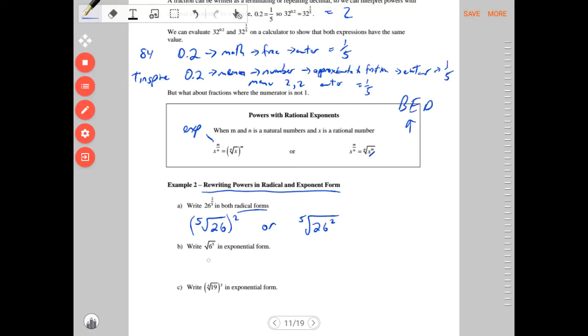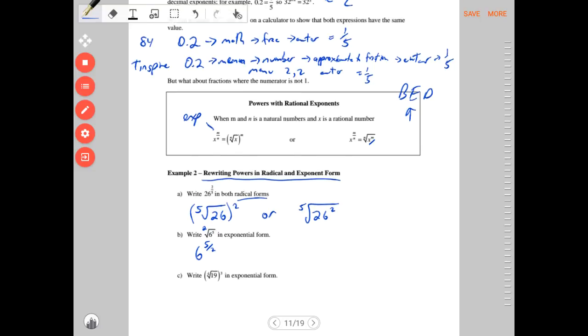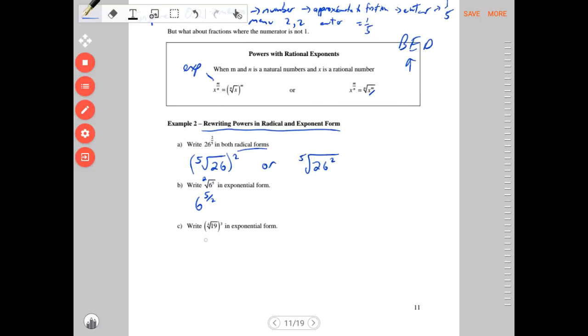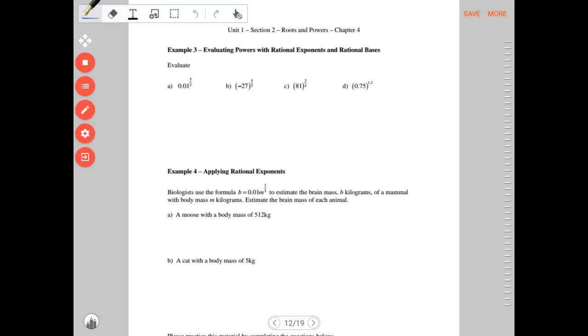B says write that in exponential form. Remember, when you just have a square root sign, the index is a 2. So really, this is 6 to the 5 halves. That index on the radical is the denominator on the fraction. And then for C, the 4th root of 19 cubed is the same as 19 to the 3/4. So that is the best way to write that one.